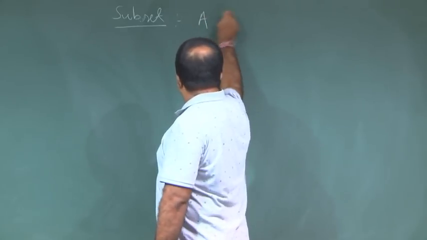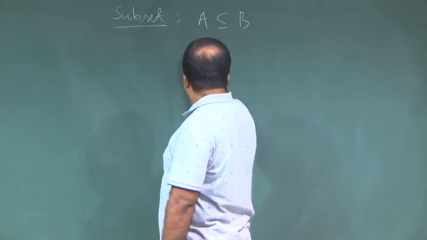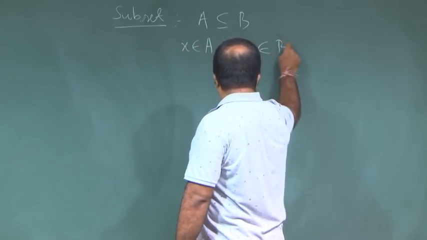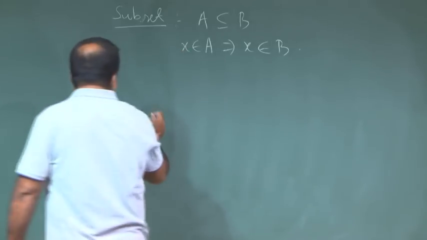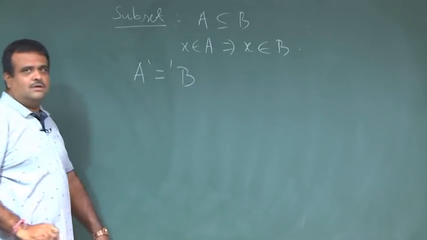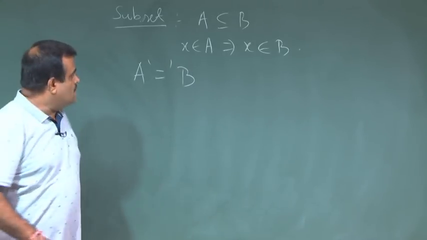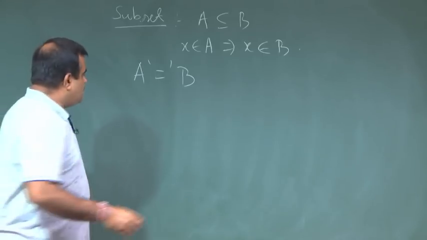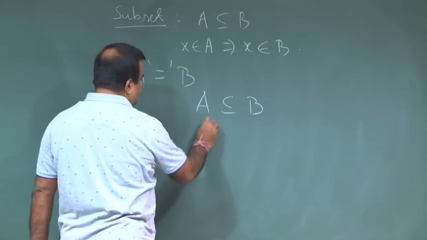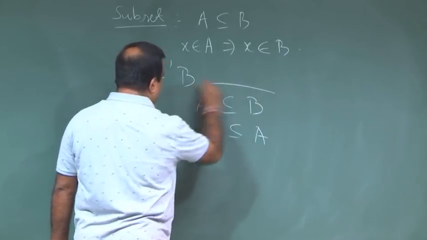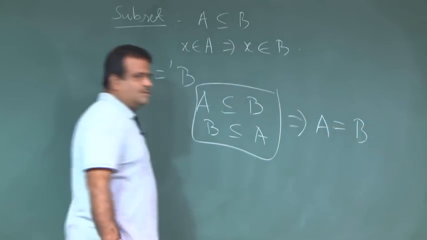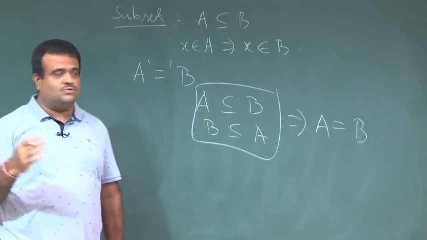So, that means A is a subset of B if and only if element x belongs to A implies x belongs to B. Okay. Now we define when we say two sets are equal, A equal to B. This is the equality. We say two sets are equal if and only if A is a subset of B and B is a subset of A. If both are satisfied, then only we say A is equal to B. Okay, this is the definition of equality of two sets.